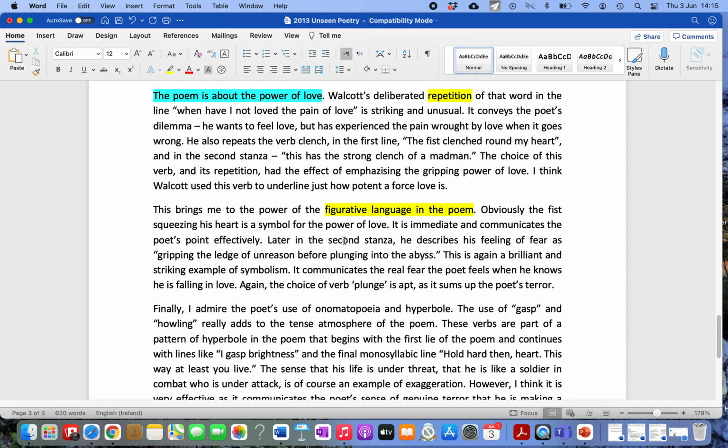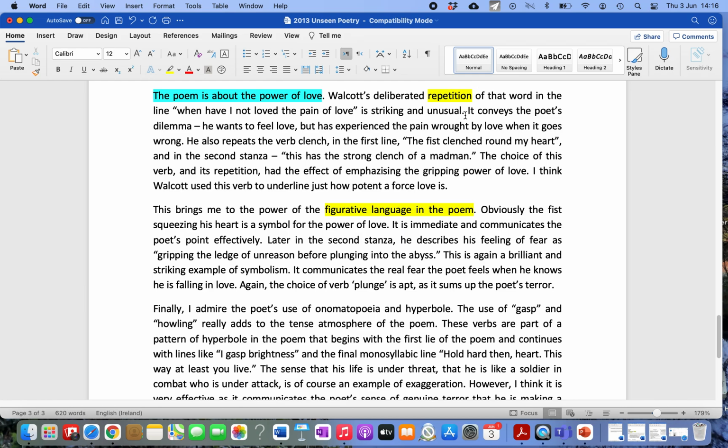"Later in the second stanza, he describes his feeling of fear as gripping the ledge of unreason before plunging into the abyss. This is again a brilliant example of symbolism." Symbolism, figurative language, all the same thing. "It communicates the real fear the poet feels when he knows he is falling in love. Again, the choice of the verb plunge is apt, as it sums up the poet's terror." So very tight, very controlled, very clear commentary on the poet's use of language, but every paragraph has its own identity.